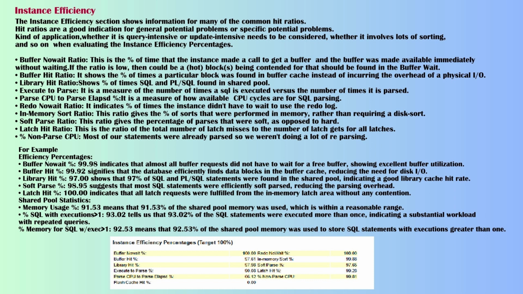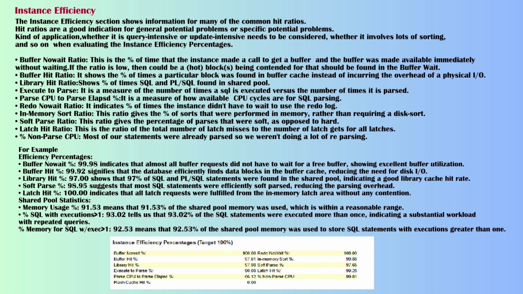Buffer hit percent, 99.92, signifies that the database efficiently finds data blocks in the buffer cache, reducing the need for disk I/O. Library hit percent, 97.00, shows that 97% of SQL and PL/SQL statements were found in the shared pool, indicating a good library cache hit rate. Soft parse percent, 98.95, suggests that most SQL statements were efficiently soft parsed, reducing the parsing overhead. Latch hit percent, 100.00, indicates that all latch requests were fulfilled from the in-memory latch area without any contention.